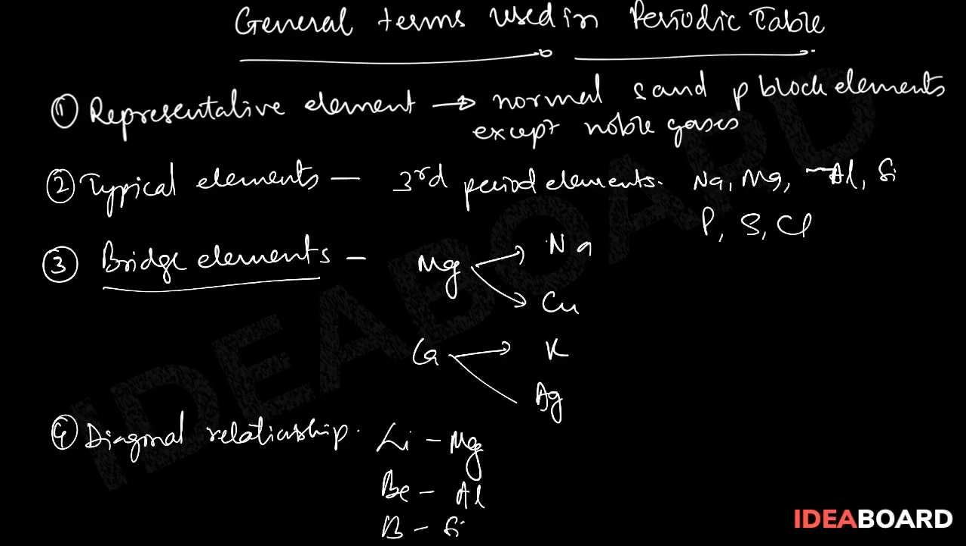In later stages also this diagonal relationship is seen, but the properties do not vary to a great extent, so we don't consider them, we neglect them. So that's the diagonal relationship and the elements showing diagonal relationship.